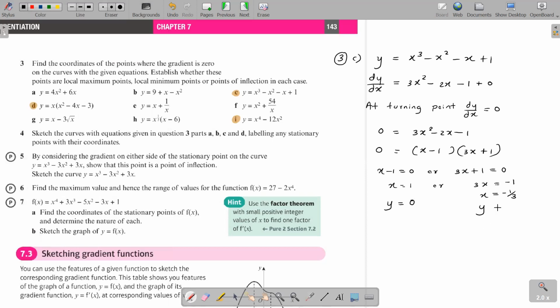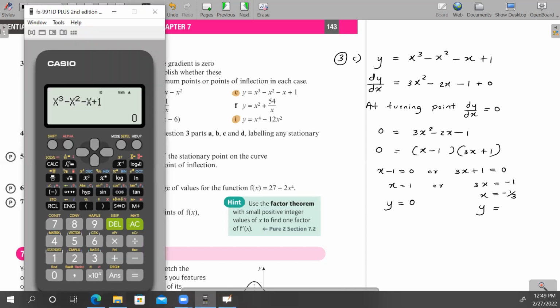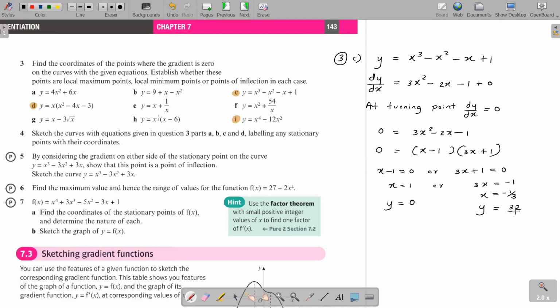And when x is minus 1 over 3, what was the y value? When x is minus 1 over 3, y is 32 over 27. So the points are (1, 0) and (minus 1 over 3, 32 over 27). These are your 2 points. Now you need to establish which of these points are minimum and which are maximum.